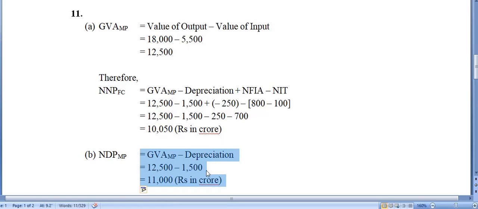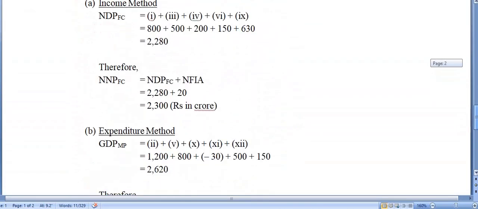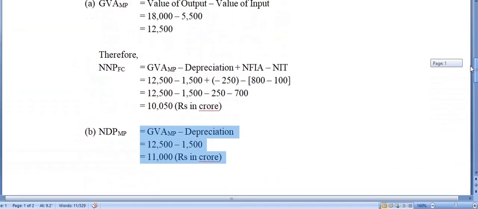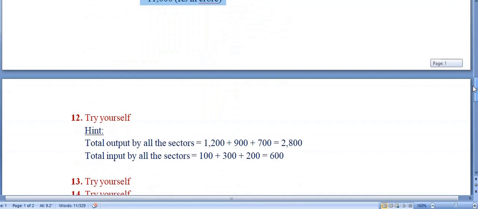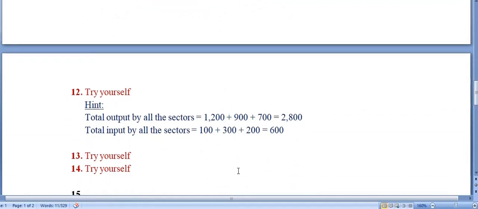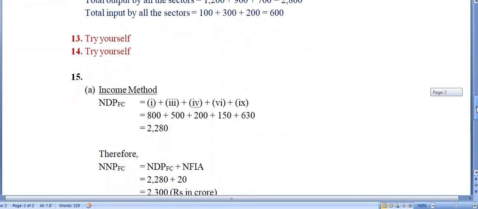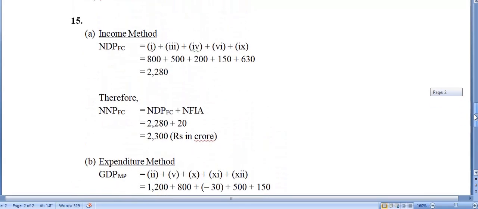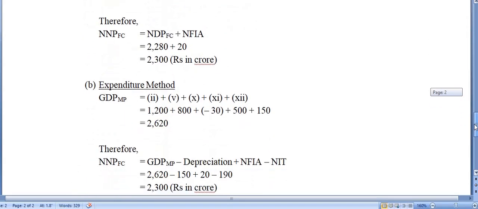So this is how you solve question number 11. There are other questions also, but I will be solving those in the next video. You can solve question number 12 by yourself. You can solve question number 13 and 14 also, because everything is mentioned in the question. Question number 15 I will explain in the next video.